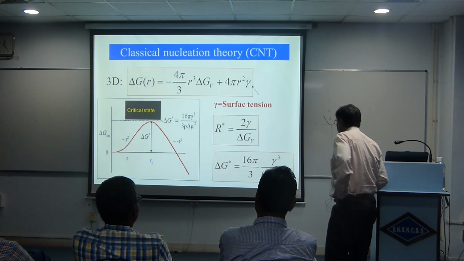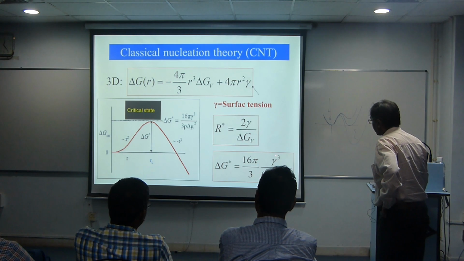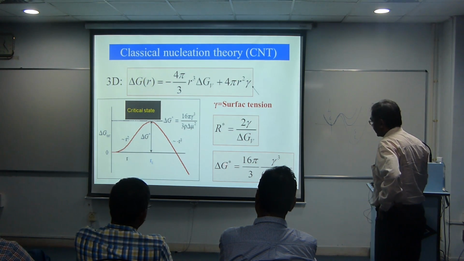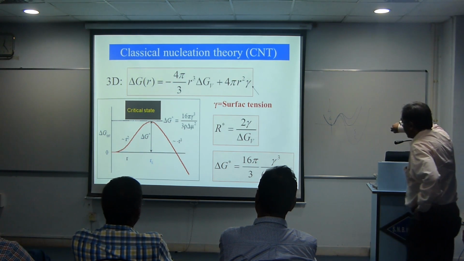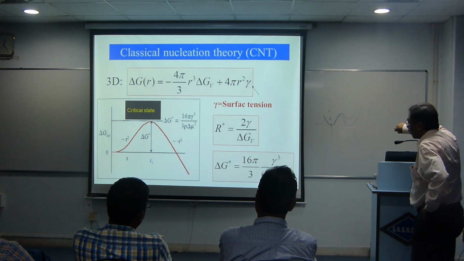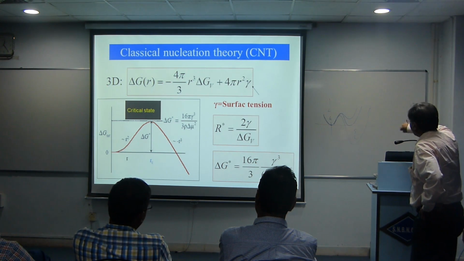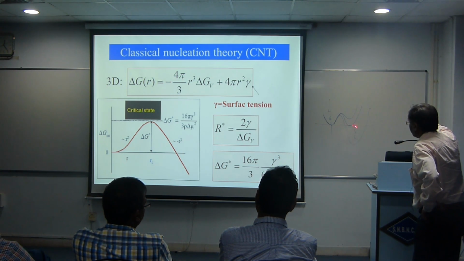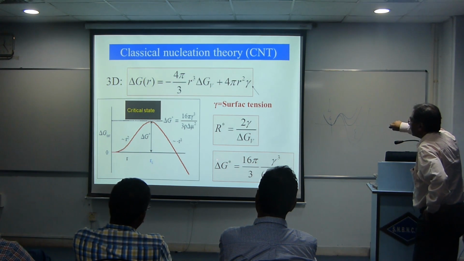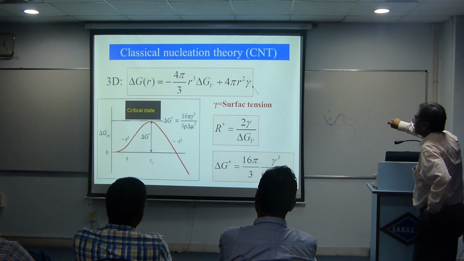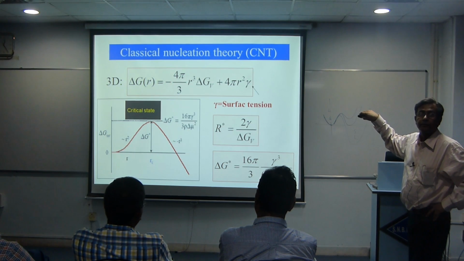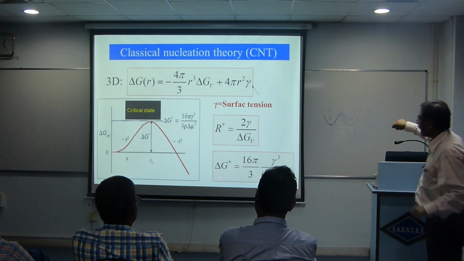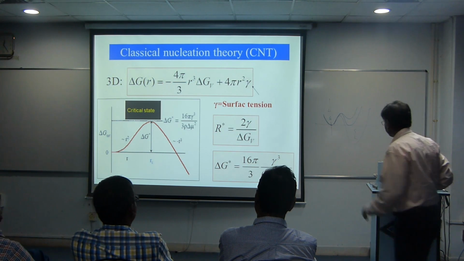Now look at this term. This is a really beautiful term: 16 pi by 3 gamma cubed by delta G_V squared. This is the energy dimension, this is the energy cubed, this is energy squared. So now, if delta G_V is small, that means I am very close to the coexistence line, that means somewhere slightly down here. Then delta G_V is small and delta G star becomes very large and R star becomes very large. So the activation energy, the energy that you need to go over the critical state, diverges. This is very important, that it diverges. As it diverges, you cannot grow the critical nucleus.